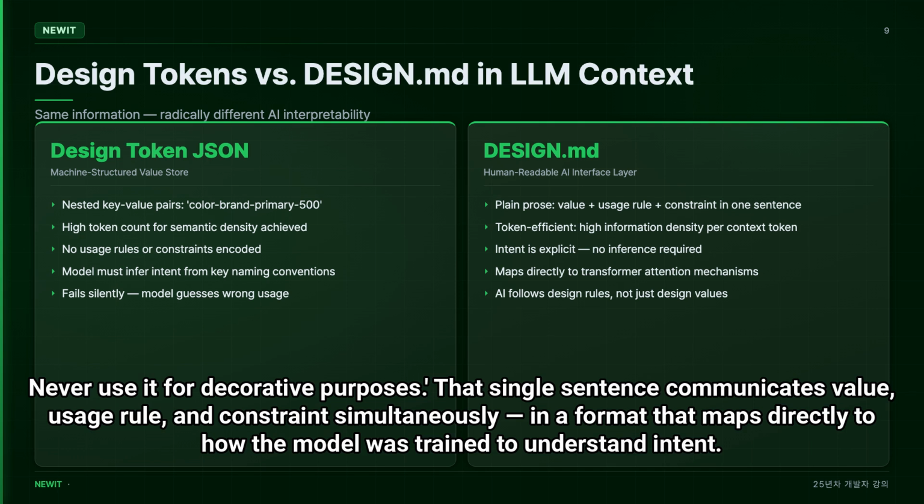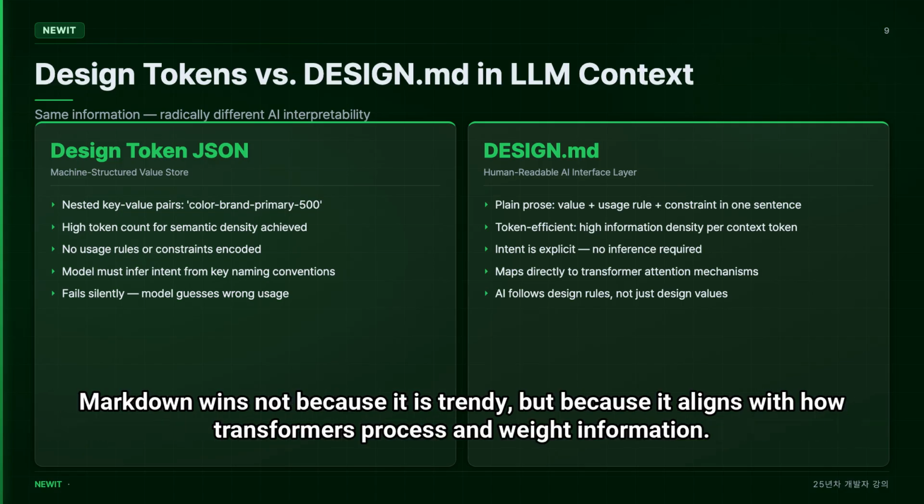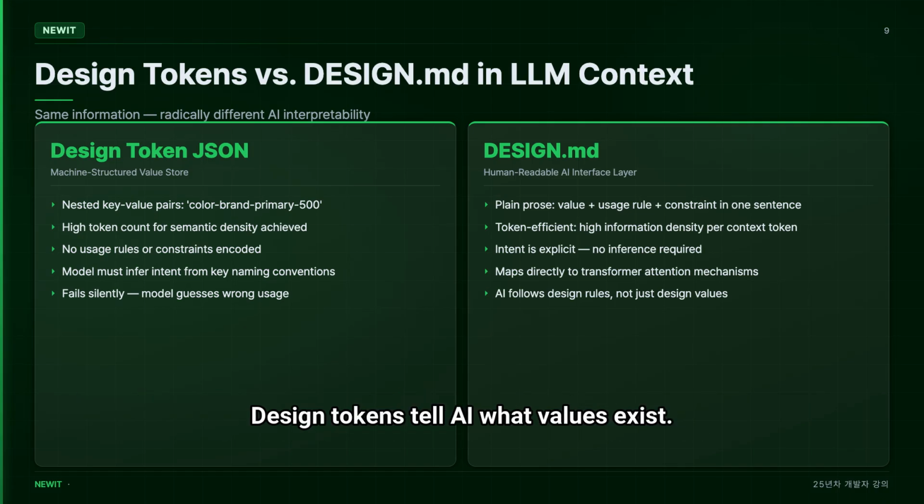That maps to how the model was trained to understand intent. Studies on LLM context efficiency consistently show that structured natural language outperforms raw data formats for task-specific instruction following. Markdown wins not because it is trendy, but because it aligns with how transformers process and weight information. Design tokens tell AI what values exist. DESIGN.md tells AI what to do with them.